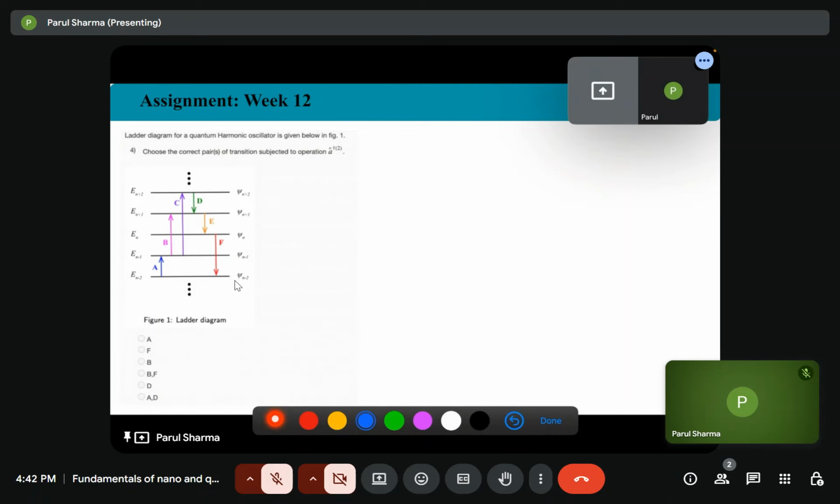Now, the ladder diagram for a quantum harmonic oscillator is given below in figure 1. So we have to choose the correct pairs of transition subjected to A dagger square. So A dagger square, we saw that A dagger is the raising operator.